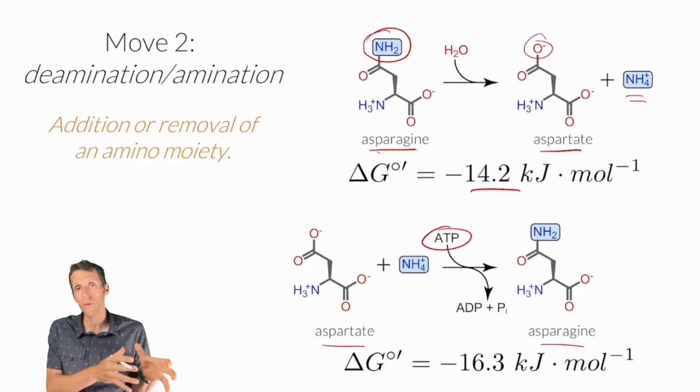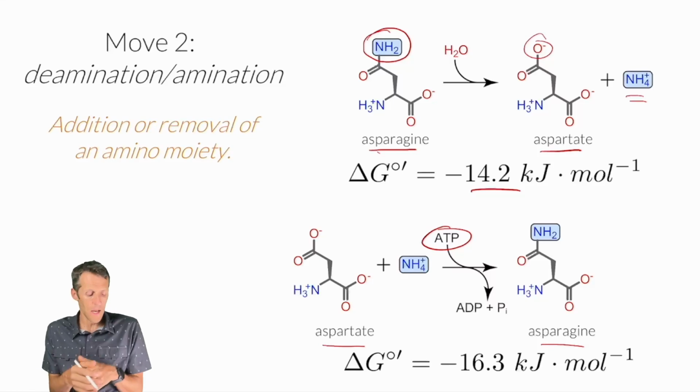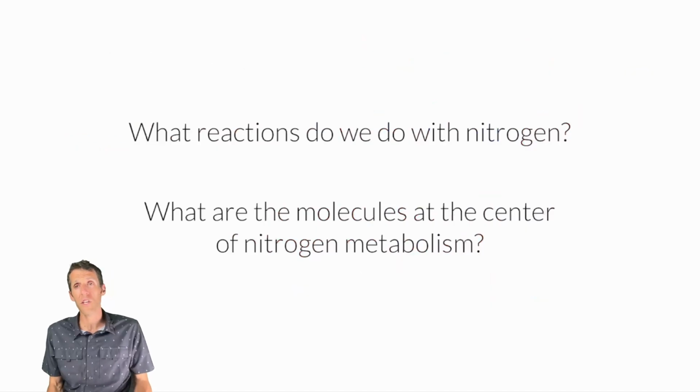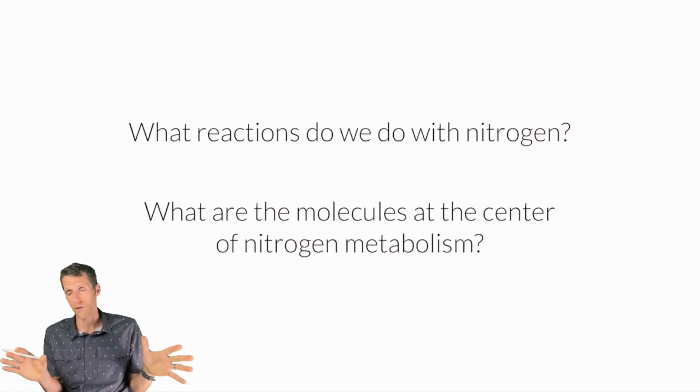And so we saw transamination, where you're moving an amino group from, say, an amino acid to a keto acid. This is just take the amino moiety on or off. And those two moves cover a huge fraction of the moves that we're going to see in nitrogen chemistry.